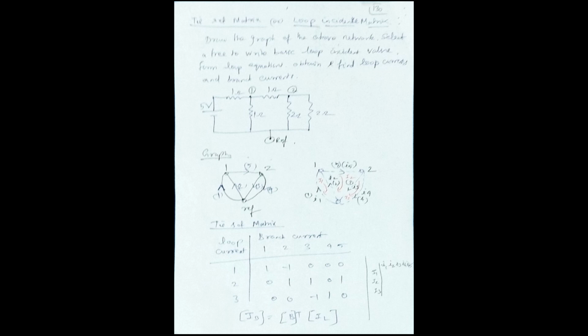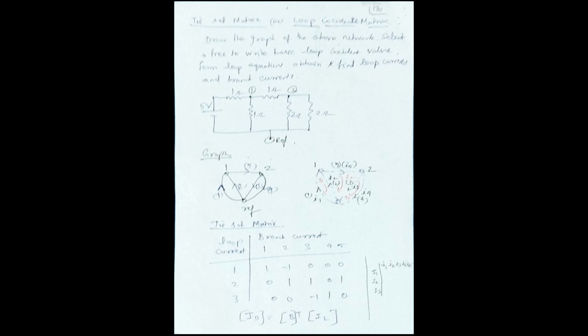The tie-set matrix is formed from the loop currents and branch currents. Loop currents 1, 2, 3 are written row-wise, and column-wise 1, 2, 3, I1, I2, I3. Branch currents 1, 2, 3, 4, 5 are written row-wise, small I1, I2, I3, I4, I5.